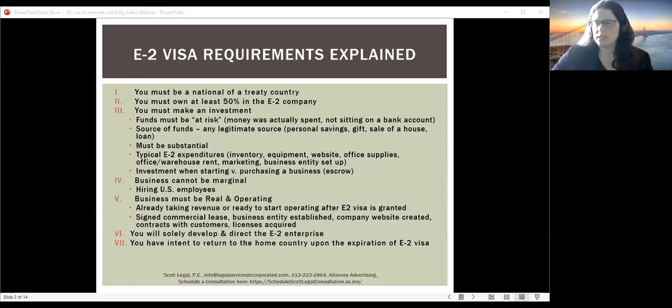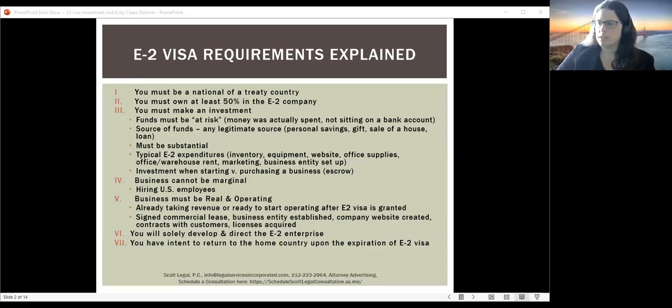So a business cannot be marginal, and this means it has to support more than just the investor and their family. What this translates into mostly is hiring U.S. employees. So the business, if it's a startup, would demonstrate through a business plan that it's going to be able to hire multiple employees by year 5 of operations. If the business is already running, you're purchasing an existing business, then that business should be able to show that it has a track record of hiring. Or if it doesn't, you would need to produce a business plan explaining how you're going to turn things around.